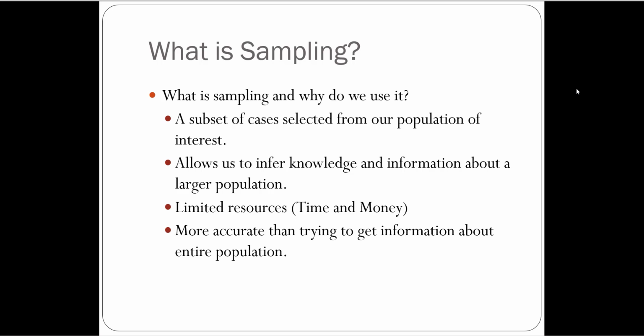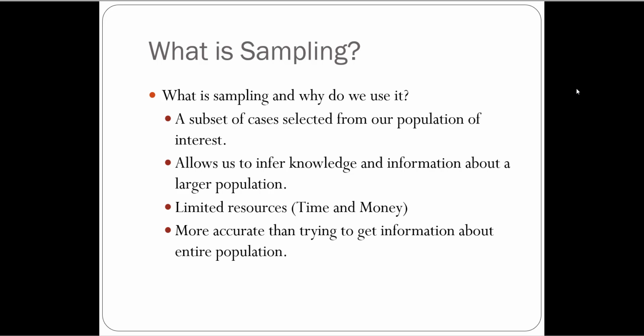First, let's discuss what sampling is and why we use it. Sampling is the process we use when we select a sample, or a subset of cases, from our larger population, our population of interest. And this allows us to infer knowledge and information about our larger population from a smaller sample or smaller group of cases.